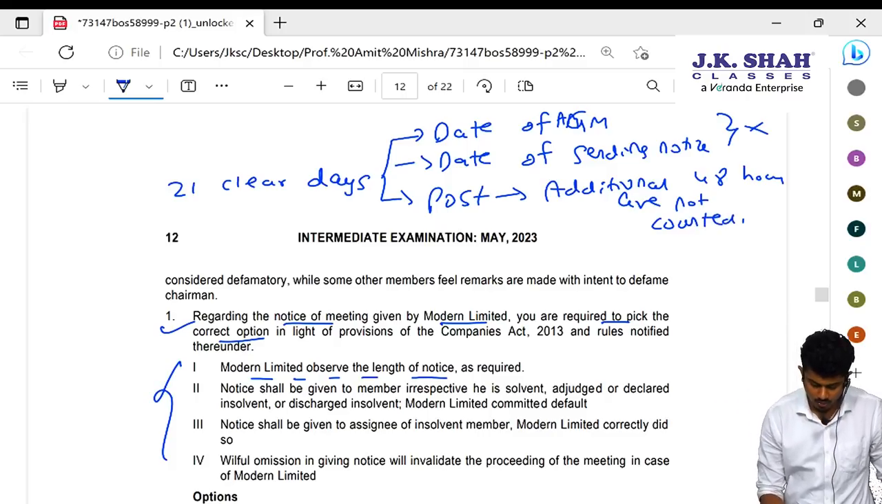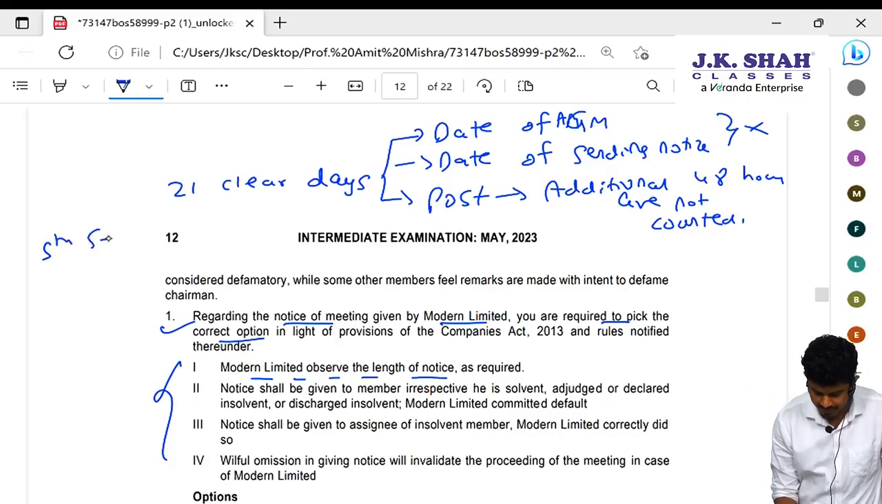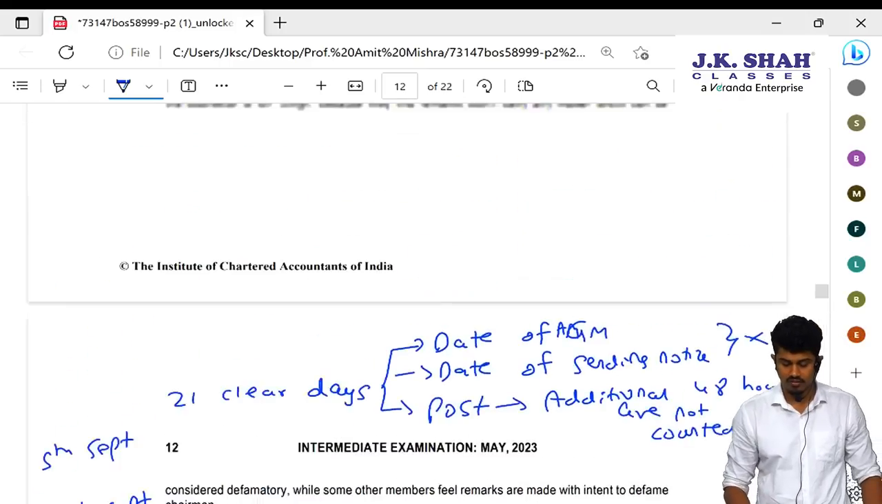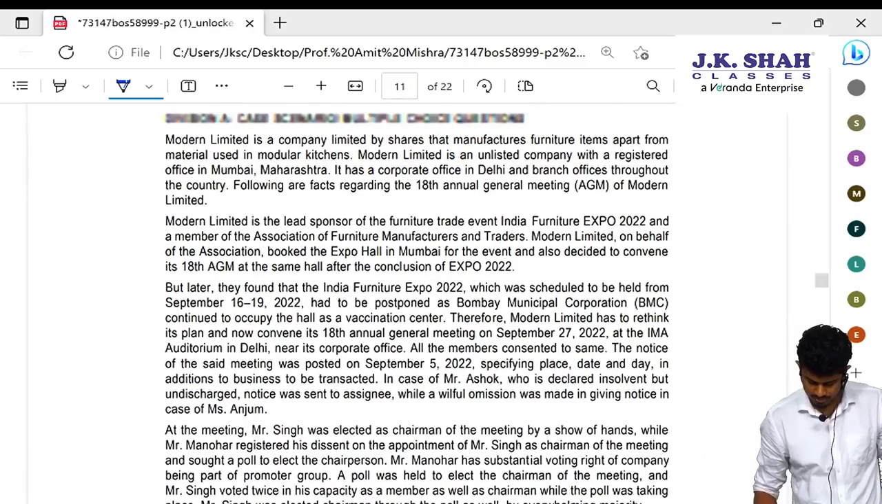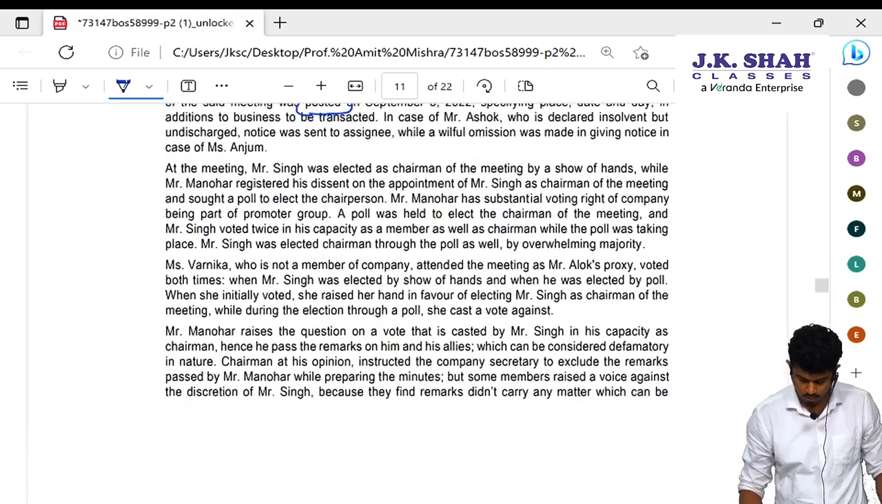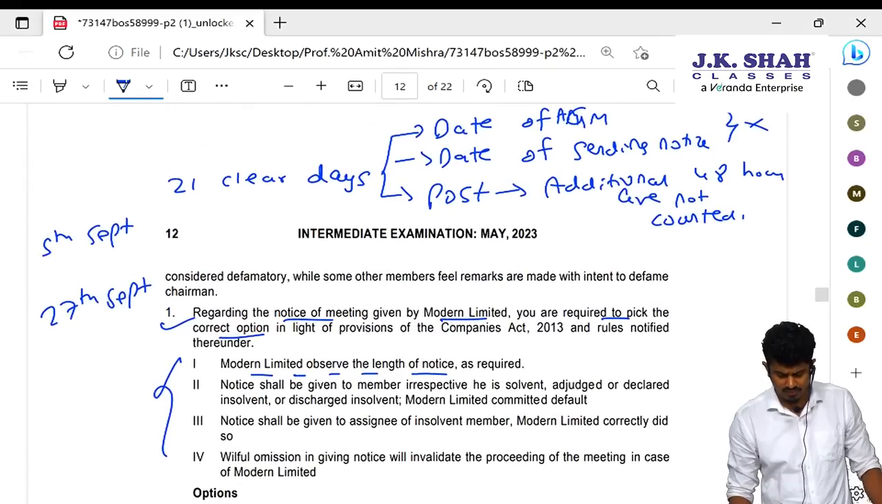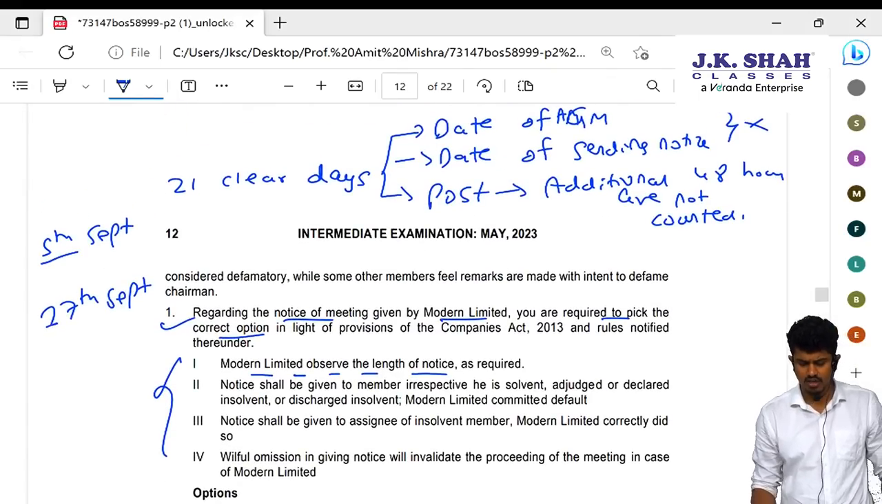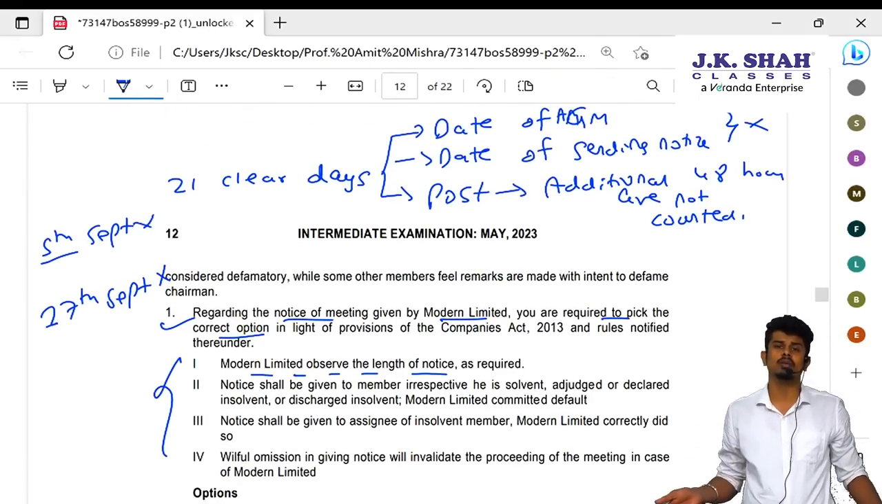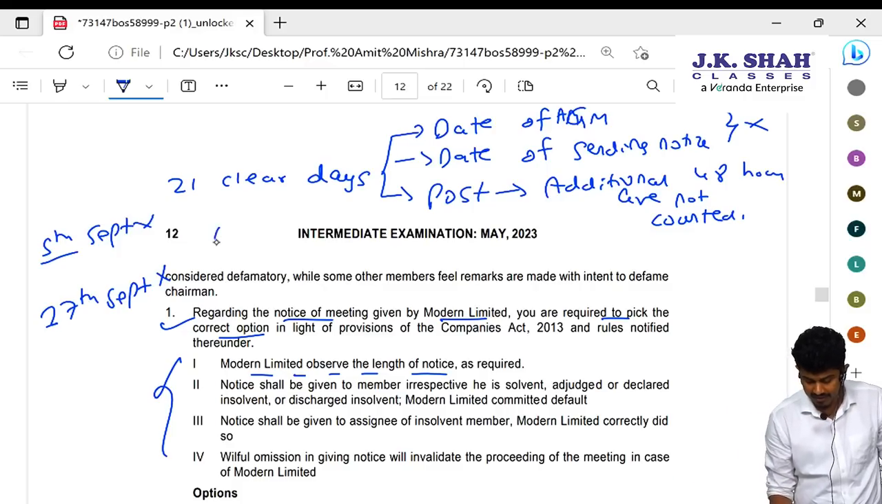Simple. So now, they gave notice on 5th September to hold the meeting on 27th September, and the notice was given by post. Because the word post was used, a yes or no. So the 5th and 27th will not be counted. Apart from that, 6th September and 7th September will also not be counted.